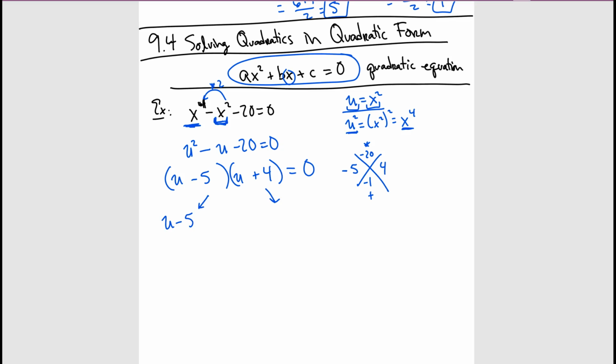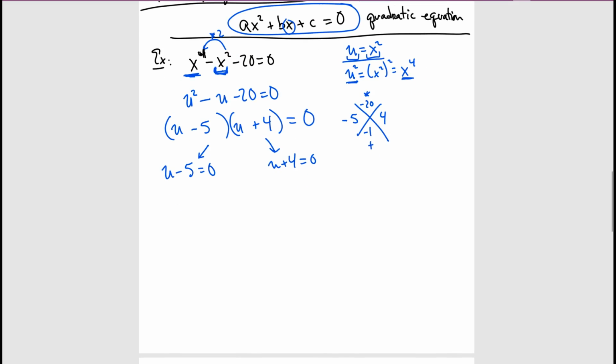u minus 5 equal to 0, u plus 4 equal to 0. Now, if you don't feel confident with solving quadratic equations by factoring, you can always just use the quadratic formula. So this is going to give me u equals 5 and u equals negative 4. Now, the question here is, is this the answer? Well, obviously this is not correct because originally it was an x value. We had an x.